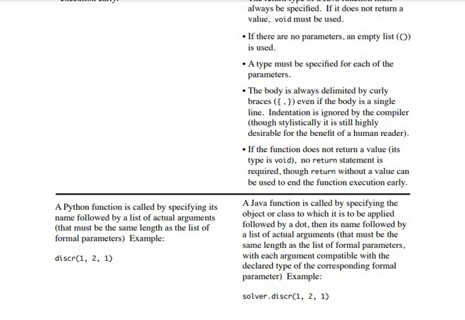A Python function is called by specifying its name followed by the list of parameters. A Java function is called by specifying the object or the class to which it is to be applied, followed by a dot: object name dot function name, and followed by the list of parameters.